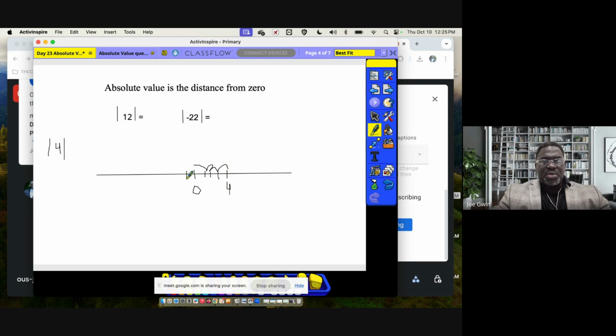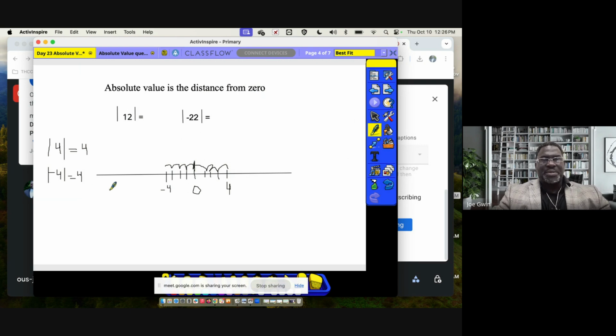And likewise, if you go the other way, counting 4 spaces, you have -4. So there's a -4 there. So the absolute value is just talking about the distance from 0. So this is 1, 2, 3, 4. So both of them are 4 spaces from 0. So the absolute value of 4 is 4, because it's talking about how many spaces or units. And the absolute value of -4 is 4, because there's 4 spaces from 0.